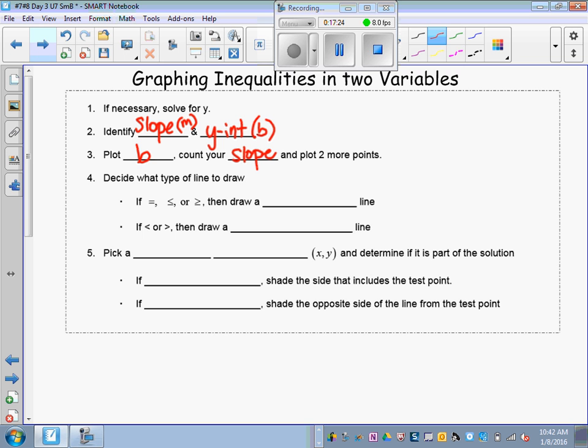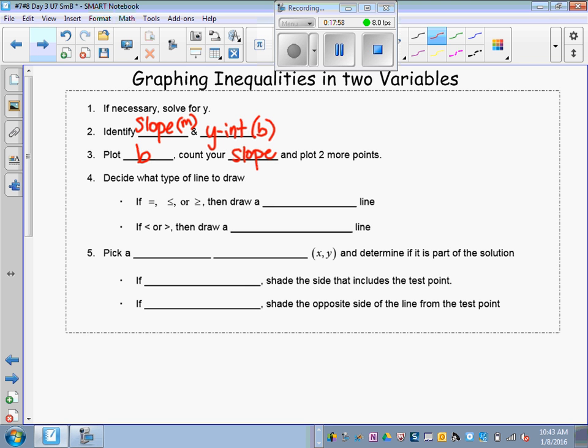After we've plotted our y-intercept, we then, from there, use our slope to find our other 2 points. After we do that, we have to decide what type of line to draw, because we can have a solid or a dotted line, and we can shade either above or below. So in order to decide all this information, we need to look at our inequality. Our inequality is going to tell us whether it's a solid or a dotted line. Our shading is going to tell us whether we go above or below.